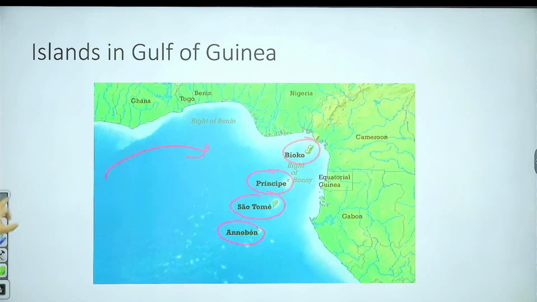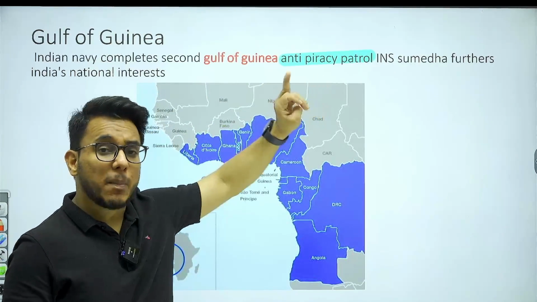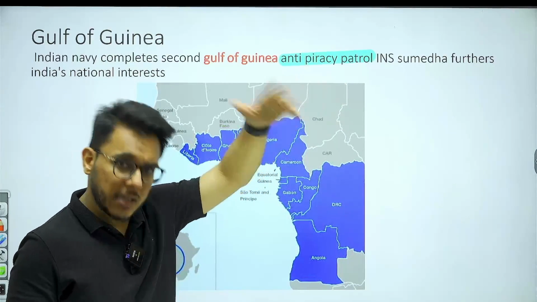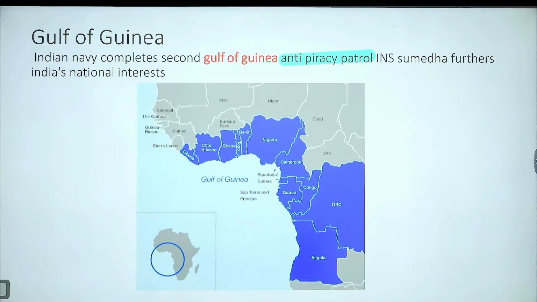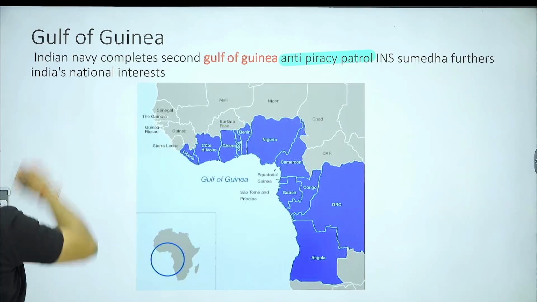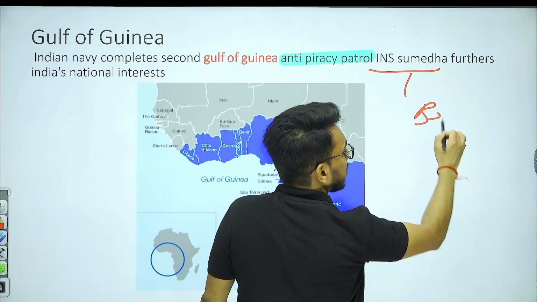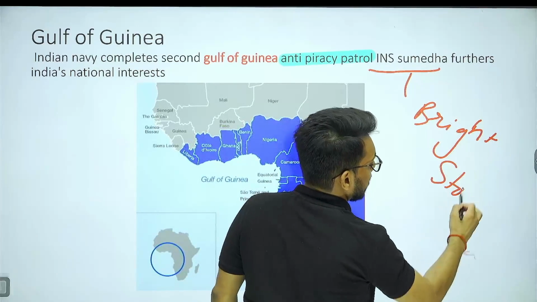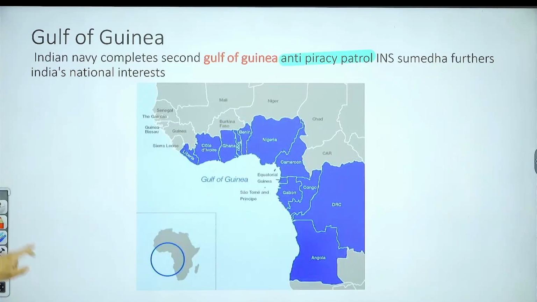Also guys, this ship INS Sumedha also participated in the Bright Star 23 exercise that was conducted around the Mediterranean Sea. So that is also additional information. Keep it in mind. Bright Star 23. I'll write here the name. Okay, now moving on.